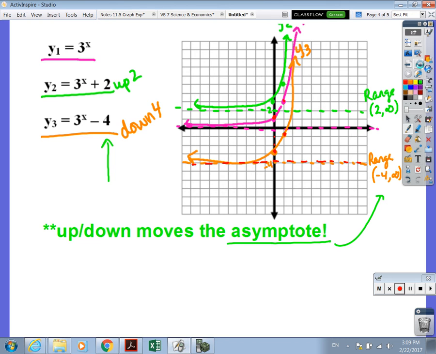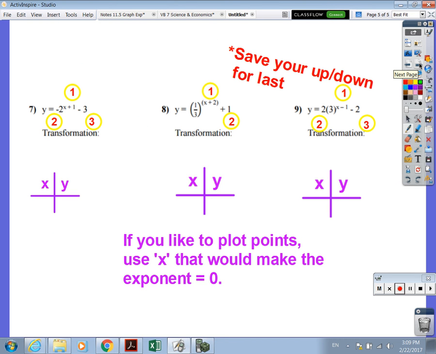So what do you do when you have them all together? There's kind of a good order to go in, and this is a suggestion. This is the top and the back of your worksheet if you wonder where it's coming from. If there's something in the exponent, talk about that first. So the first thing I'm going to do is move left 1. If there's something out in front, talk about that next. That's going to reflect over the x-axis. Yes, it's flipping. And then at the very end, that part's going to make you go down 5.